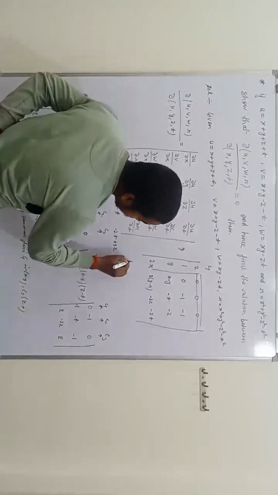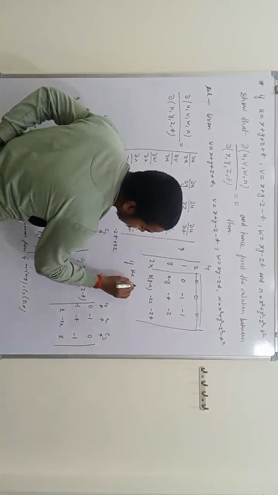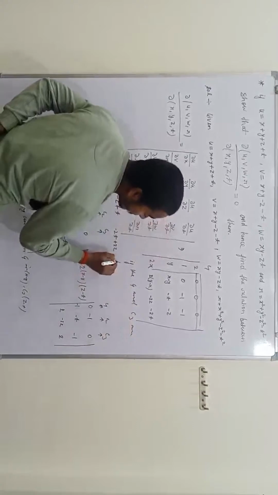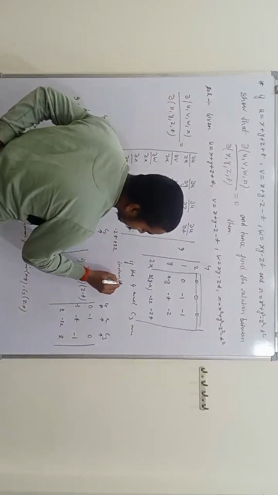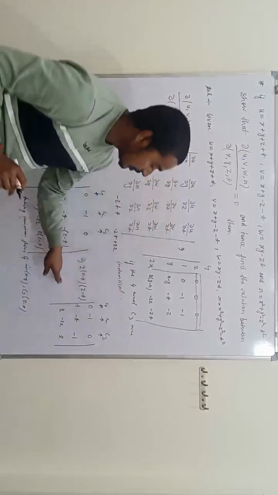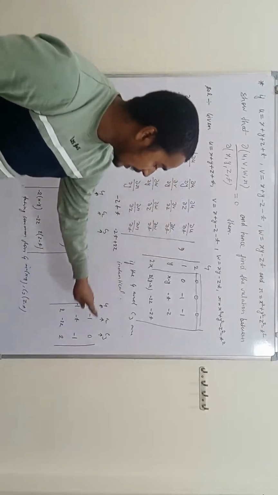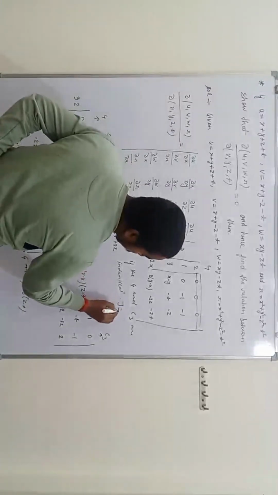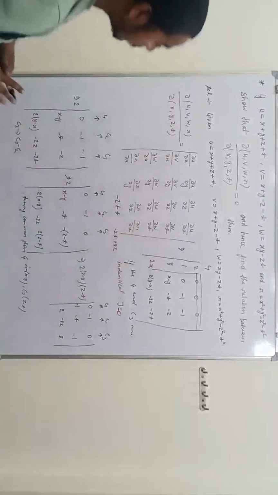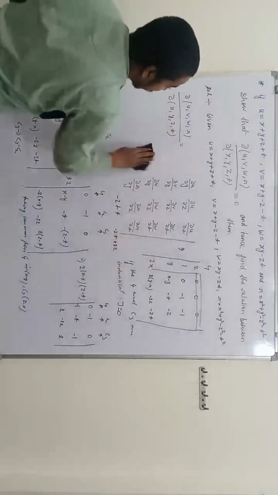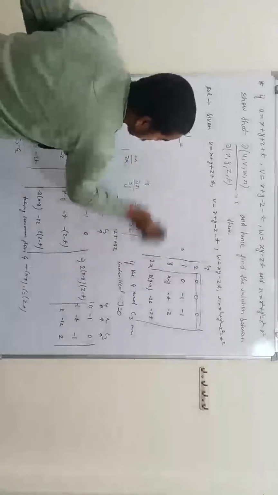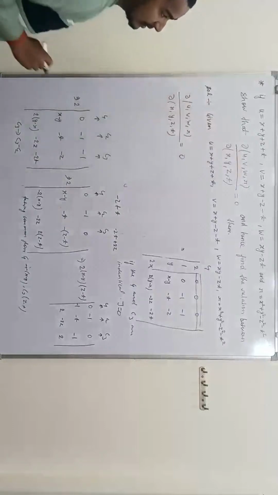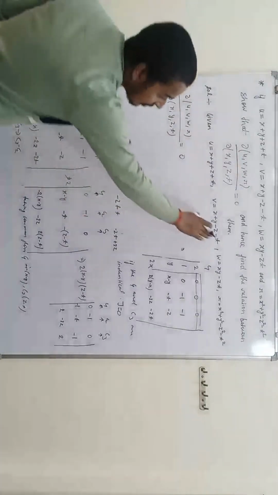If C1 and C3 are identical, then we know that if two columns are identical, the value of the Jacobian is 0. Further we have to write that this value is equal to 0. We have to show that, and further we have to find the relation between them.